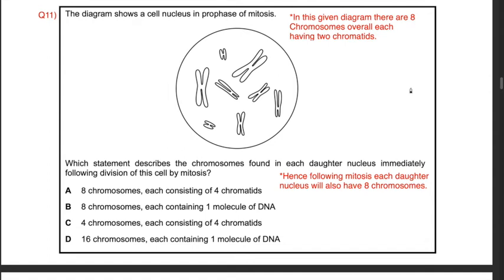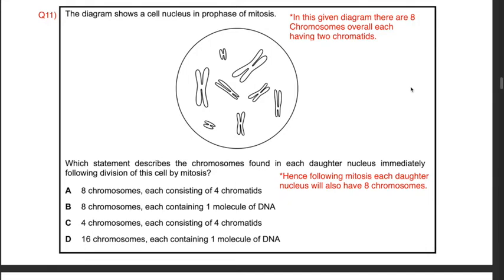Question 11. The diagram shows a cell nucleus in prophase of mitosis. Which statement describes the chromosomes found in each daughter nucleus immediately following division of this cell by mitosis? In this given diagram, there are 8 chromosomes overall, each having 2 chromatids. Hence, following mitosis, each daughter nucleus will also have 8 chromosomes, leaving us with the answer being either A or B.